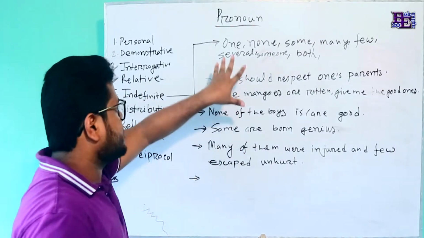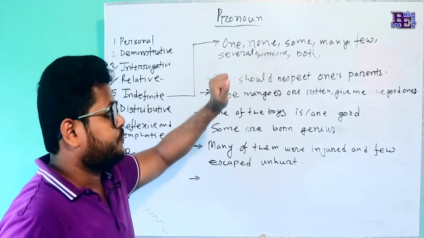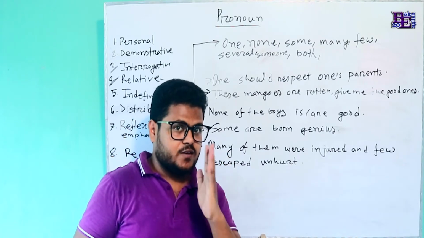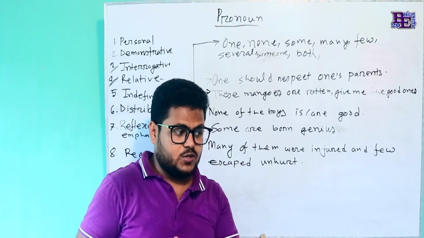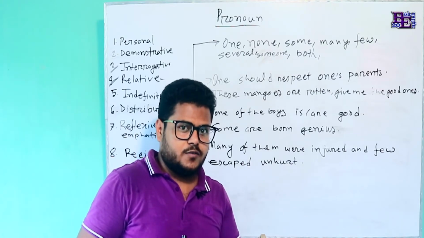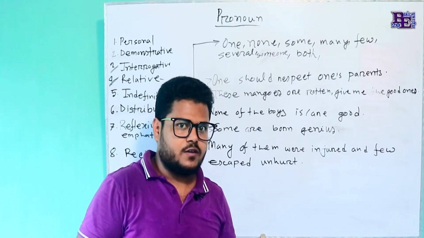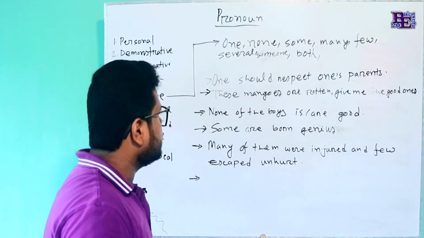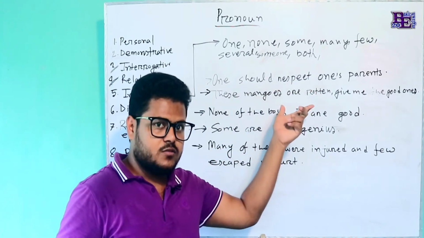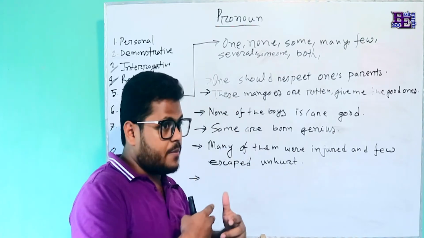Well, these are some of the indefinite pronouns. Okay, so from the word indefinite, I guess you have understood the meaning of indefinite. So we use indefinite pronoun instead of persons or things in general, not specific. Here you can see I've used, one should respect one's parents. So which one? You are not sure. That means it refers to every person.